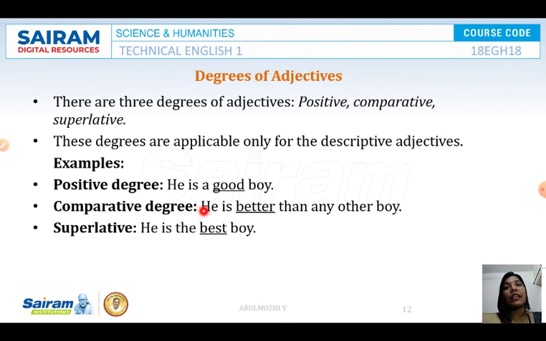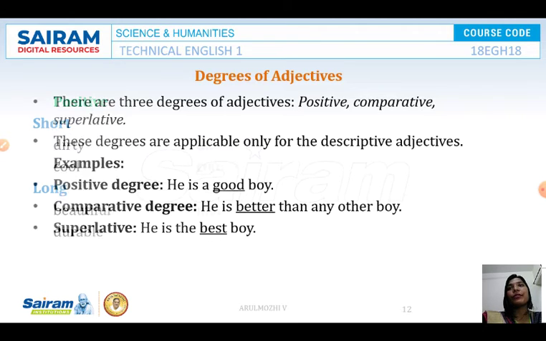In comparative degree, we compare one person with the other, or one noun with the other. He is better than any other boy in the class. So here we are comparing one noun with the other noun. In superlative degree, we say that this is the best, he is the best boy. So this is the maximum degree, either the maximum or the least. It is the maximum degree in its quality.